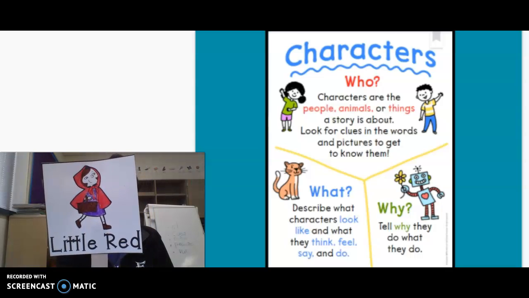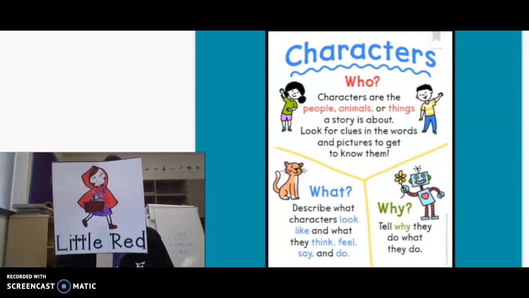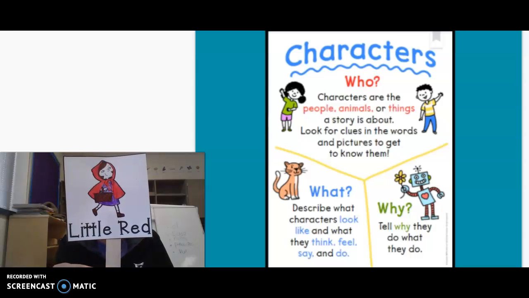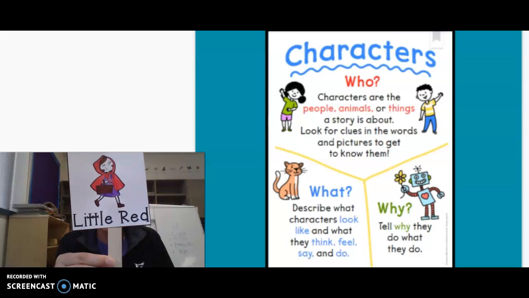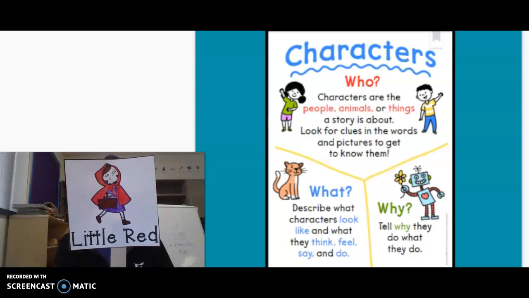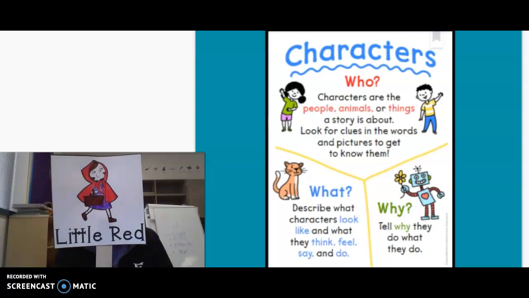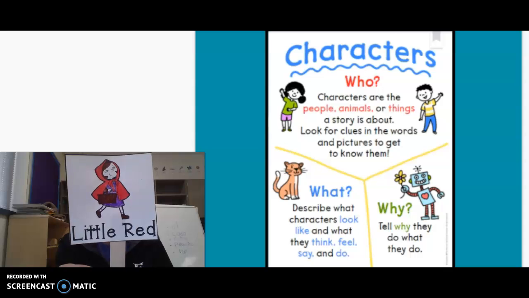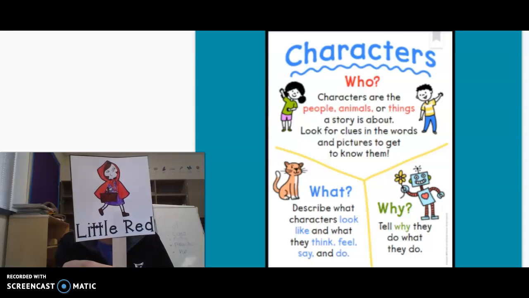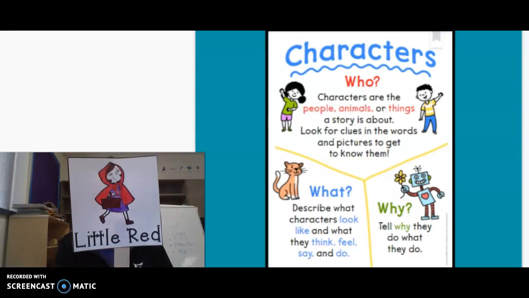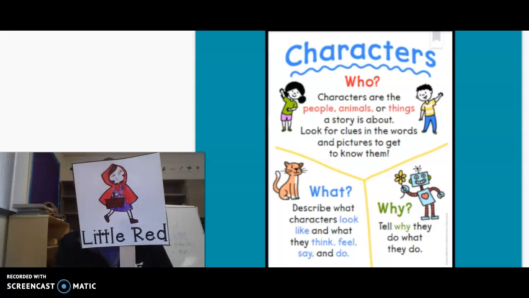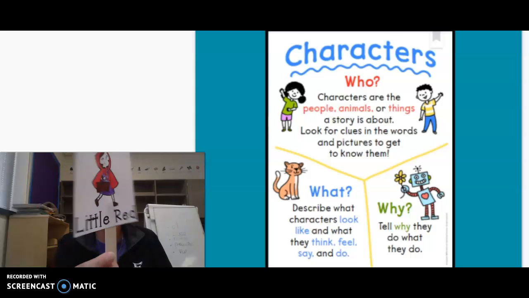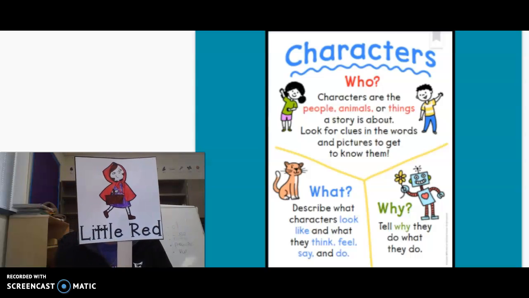Who is this character? It's Little Red Riding Hood, right? Now, is this character a person, animal, or thing? It's a person, right? So, what kind of clues can you use to help you get to know this character a little bit better? The way she behaves, the way she dresses, the things she says and does, right? So this is who we're talking about, Little Red Riding Hood.